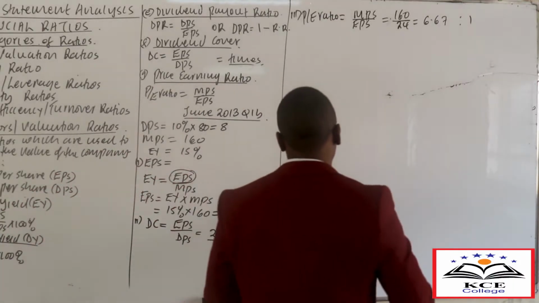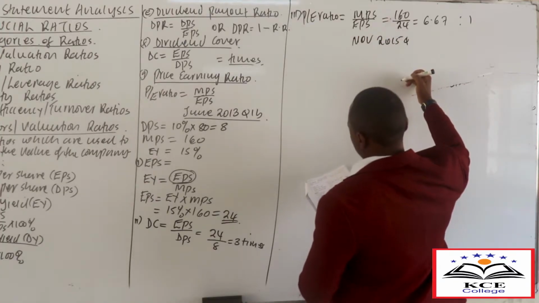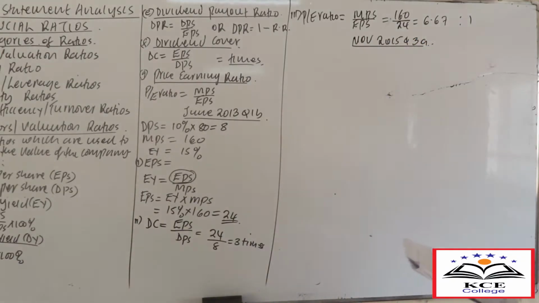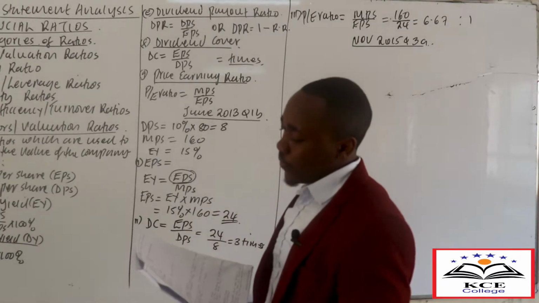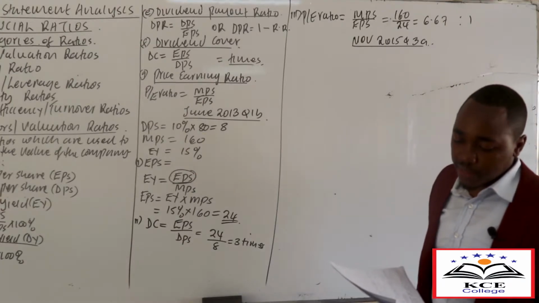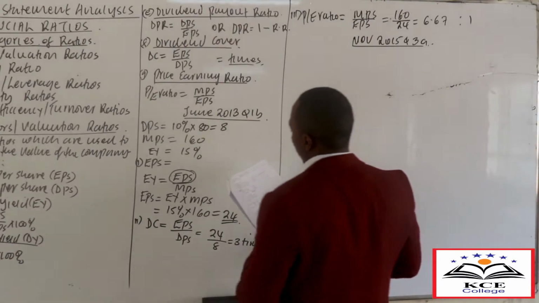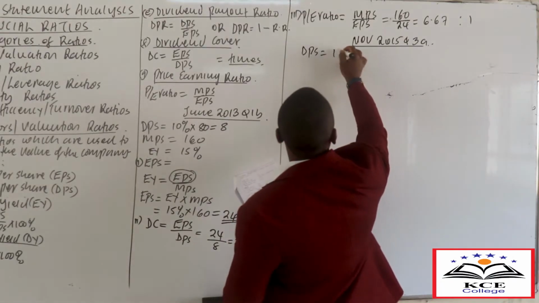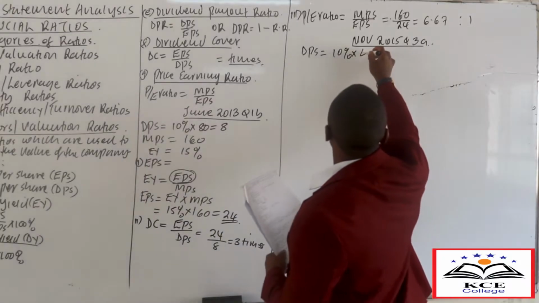Now to another illustration, November 2015, question 3A. The question is also in your notes. The following information relates to Mogwe Limited for the year ended 1st October 2015. Earning yield is 25%. Dividend for the year is 10% of the share nominal value. The nominal value per share is 40 shillings.